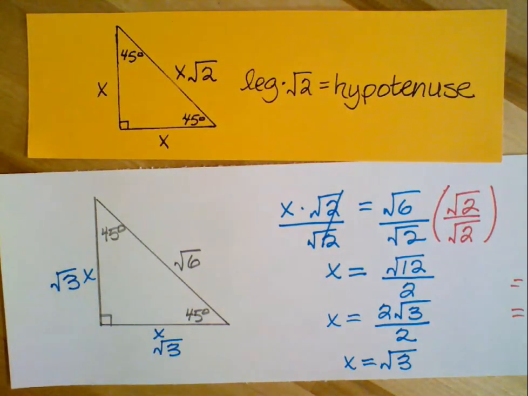So that gives you some idea of how to use 45-45-90 triangle relationships to either find the length of a missing leg or find the length of a missing hypotenuse in a 45-45-90 triangle.